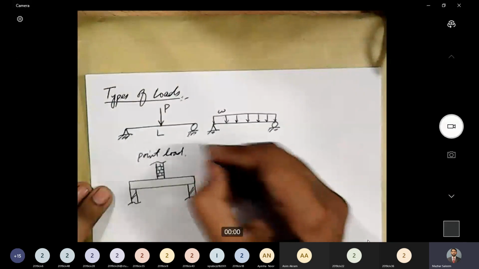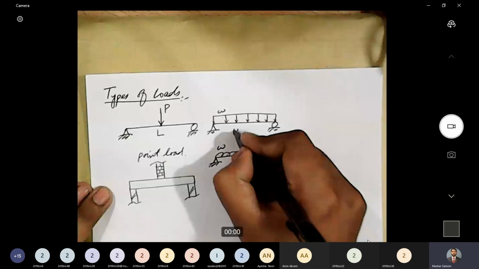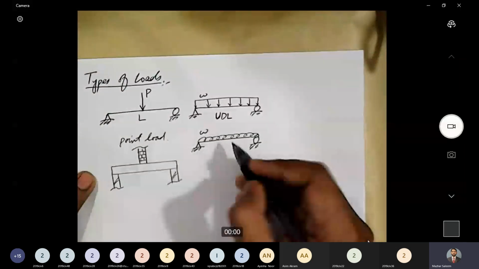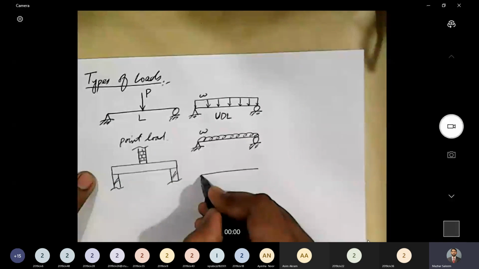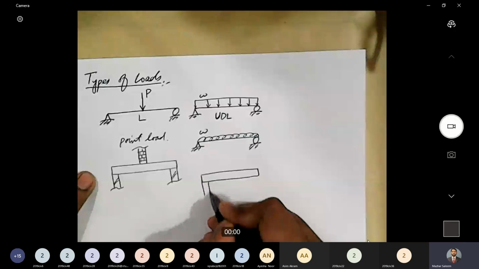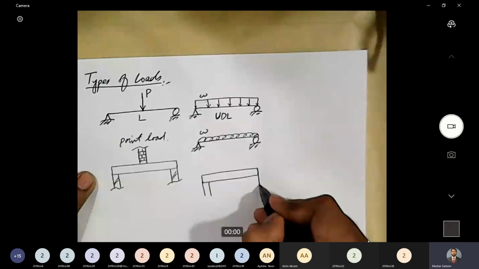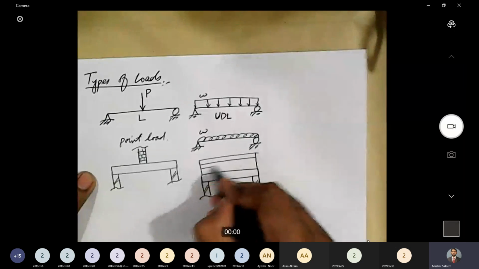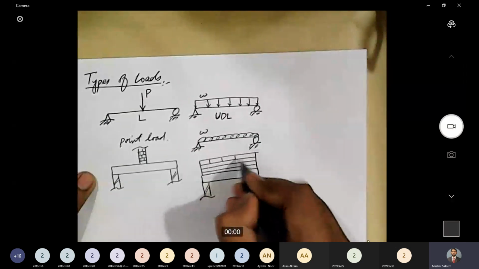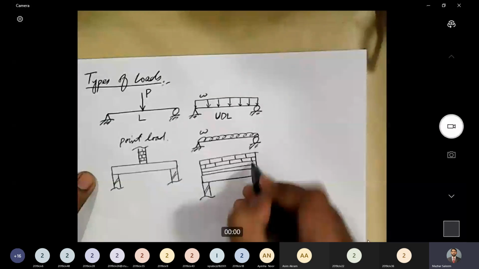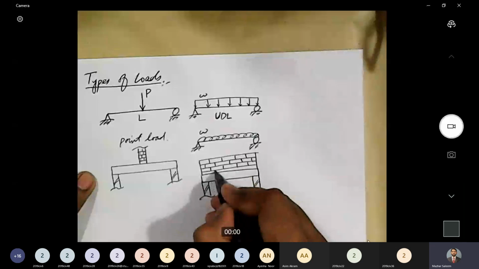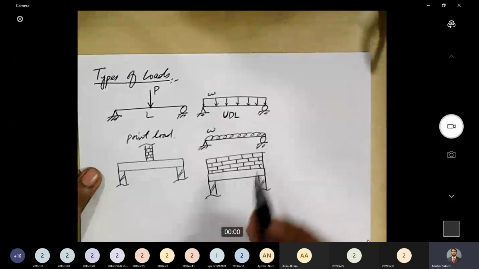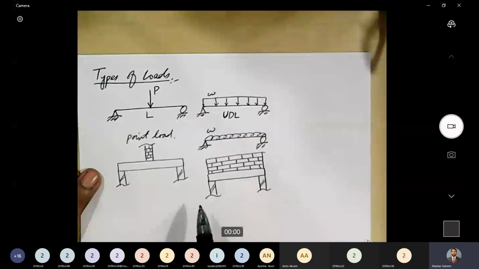Okay. So this type of load is termed as uniformly distributed load and abbreviated as UDL. Uniformly distributed load or UDL. And the example would be that if we have a beam and we have a wall constructed over that beam, that wall will apply a uniformly distributed load over the beam. That wall will apply a distributed load on the length of the beam.